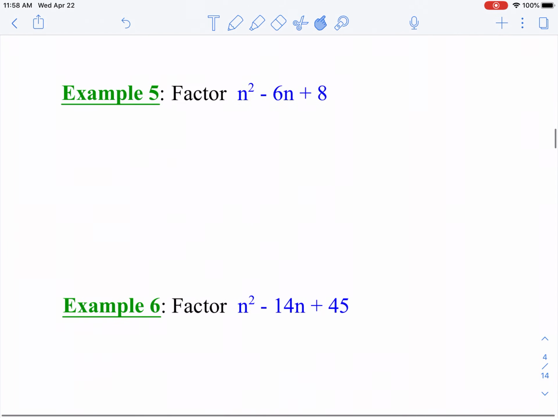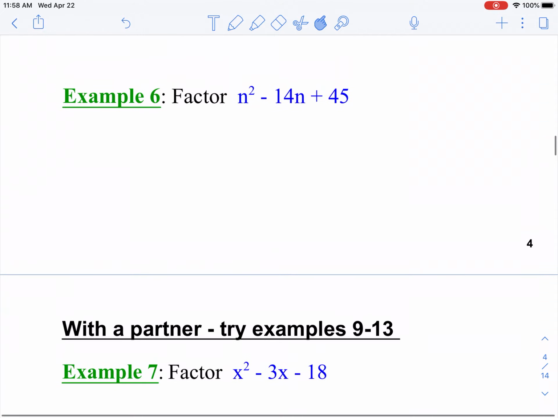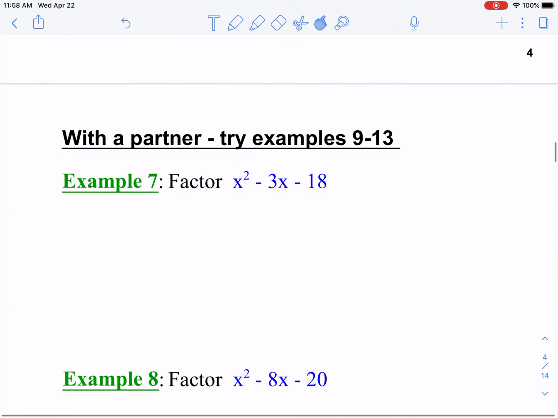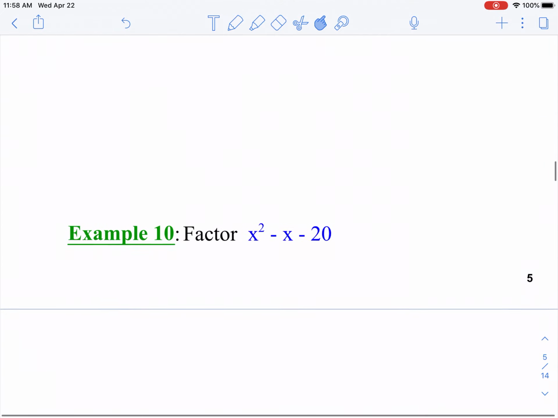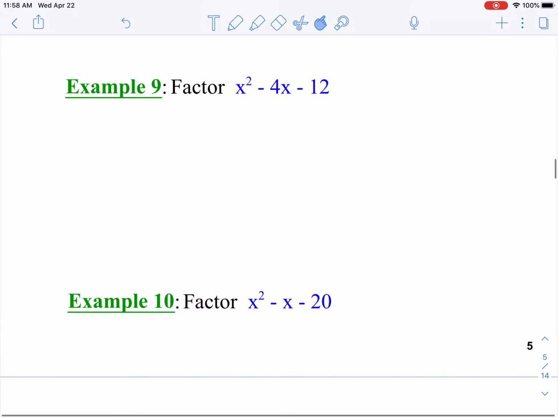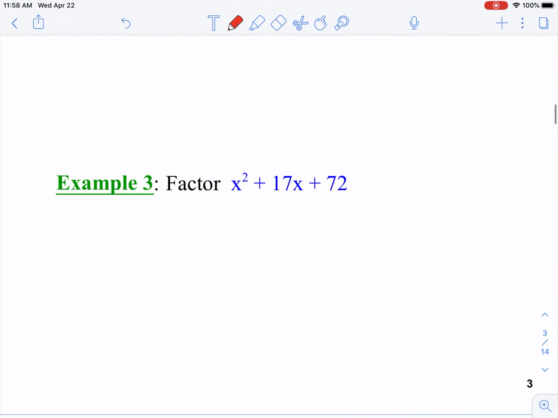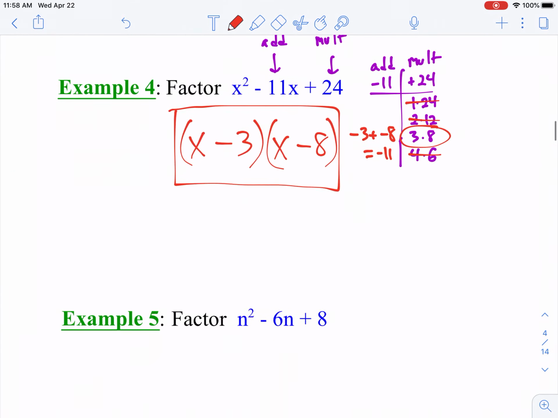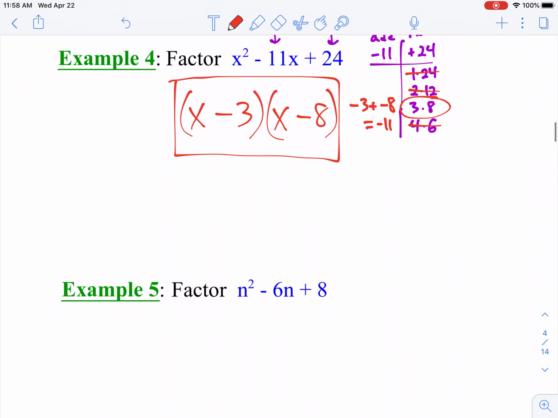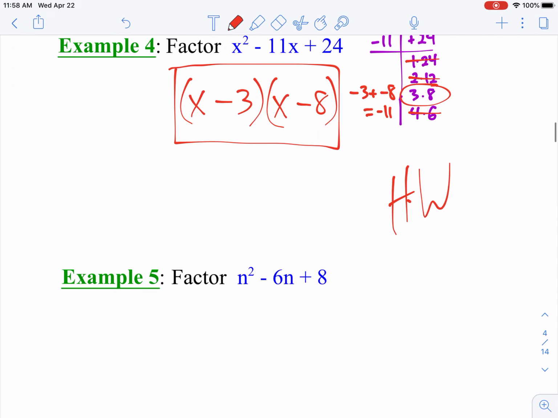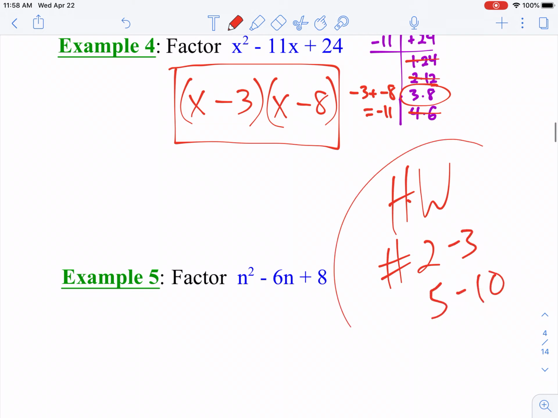I want you to try for homework all the way up to example number 10. Okay? So you got to go back and do numbers 2 and 3 and then 5 through 10. Okay? Homework numbers 2 and 3 and then 5 through 10. Good luck.